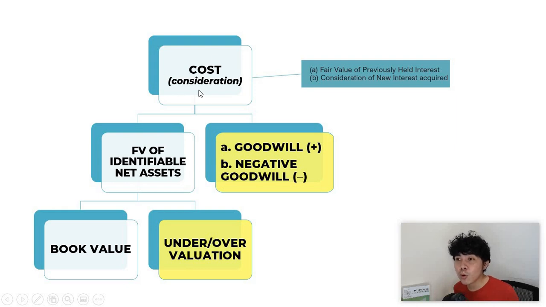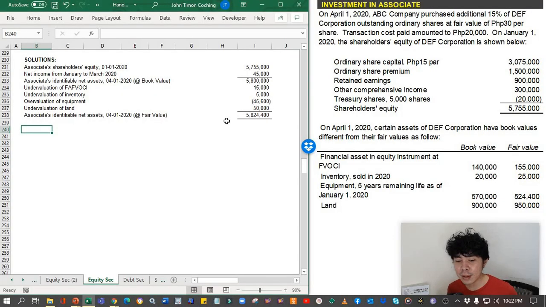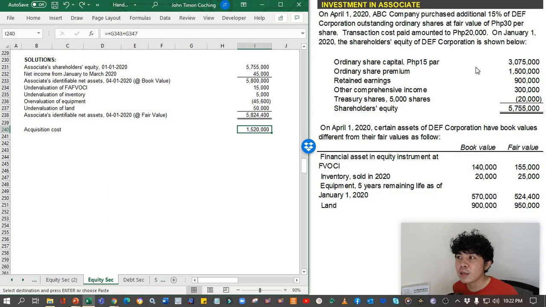Pero kung mas mababa yung cost compared sa fair value of identifiable net assets, so nabili mo siya ng mas mura, ang difference is what we call negative goodwill. At siya naman yung letter B doon sa paragraph 32. So ngayon, let us now compare. So unahin natin yung cost. Magkano ang ating acquisition cost? So ang ating acquisition cost is 1,520,000 pesos. So paano yun nakuha? Yan yung ating 50,000 ordinary shares times the fair value of 30 pesos. So yun ay 1.5 million pesos. Tapos kaya siya nagkaroon ng 20,000 because of the transaction cost. So, itong ating cost or the acquisition cost, 1.52 million.